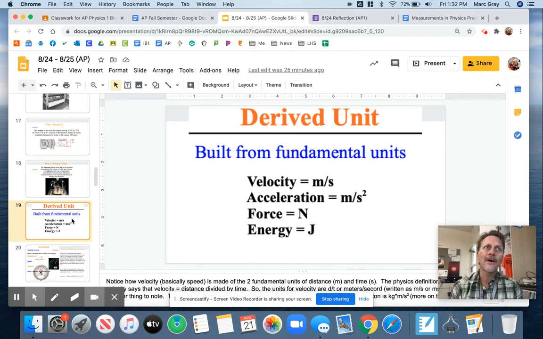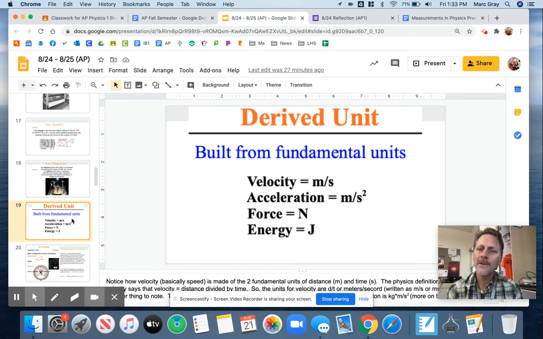So once we have our 3 units down and we've memorized that we've got meters, seconds, and kilograms, now we can take those units and put them together and make other units. Those original 3 that I mentioned are called fundamental units. But when you put them together, you get something called a derived unit, which is made out of these fundamental units. An example is velocity. Velocity is a fancy word for speed. When you add direction to it, we call it velocity.